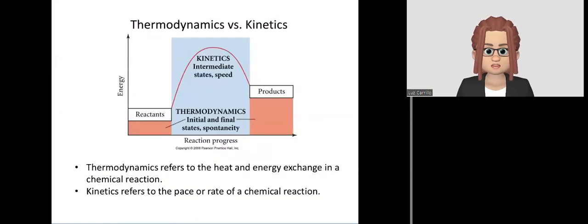When we talk about reactions in general, chemical reactions, we are always interested in the thermodynamics of the system and also the kinetics of the system. The difference between thermodynamics and kinetics is the essence of each concept. Thermodynamics refers to the heat and energy exchange that happens in a chemical reaction. And this thermodynamics is going to tell us something about the initial and final states of our reactants and products. And it can even tell us if a reaction is actually spontaneous.